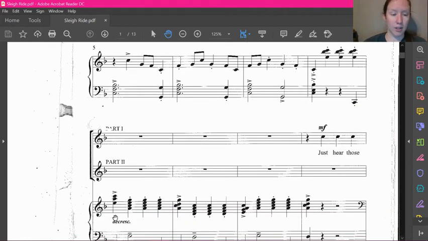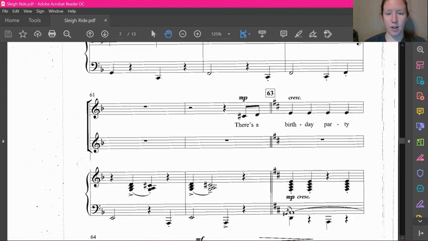Now here you can see written in, rather than using the symbol, just written in words, decrescendo. So it's telling the piano to quiet down, to gradually get softer. And then when the singers enter, they have a mezzo forte on their first note. So that's telling the singers to start out medium loud.